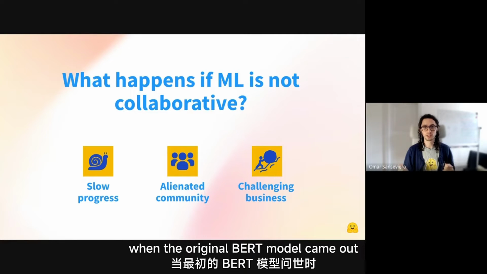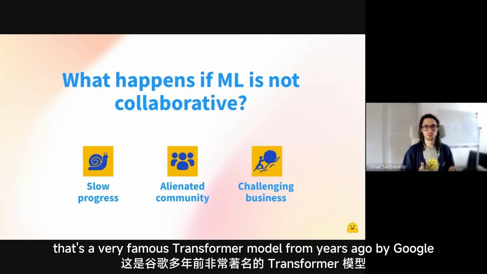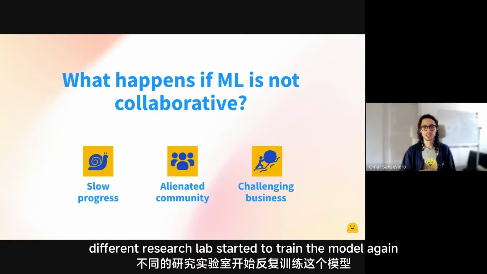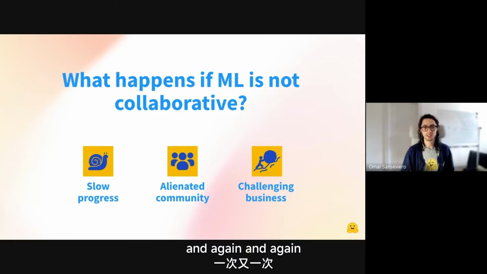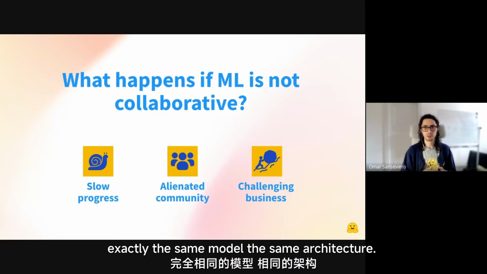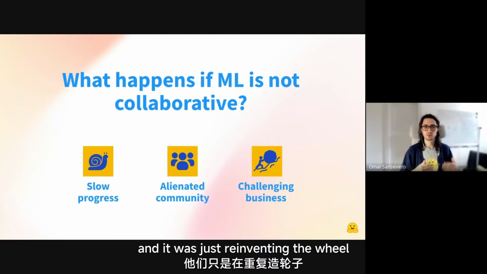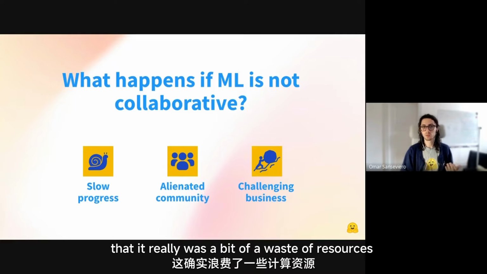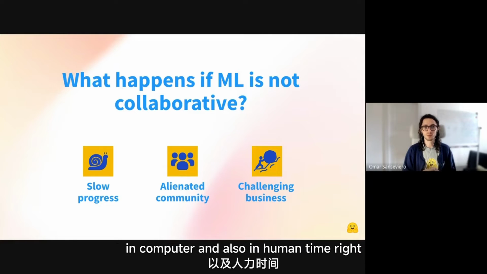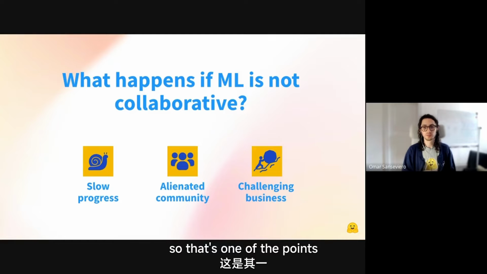So for example, when the original BERT model came out, that's a very famous transformer model from years ago by Google, what started to happen is that different research labs started to train the model again and again and again, exactly the same model, the same architecture, and it was just reinventing the wheel. It was a bit of a waste of resources, both in compute and also in human time, right? So that's one of the points.